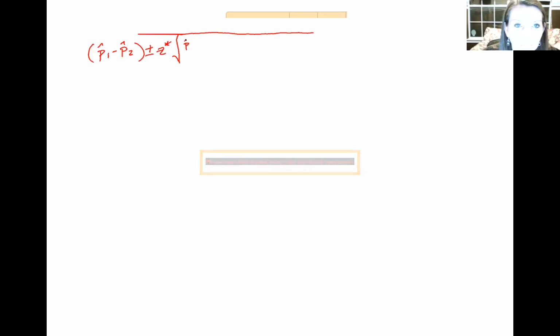So the confidence interval formula looks like this. We have p hat 1 minus p hat 2 plus and minus z star times, and this one was the yuckiest formula of the whole semester, I think, the square root of p hat 1 times 1 minus p hat 1 over n1 plus p hat 2 times 1 minus p hat 2 over n2.